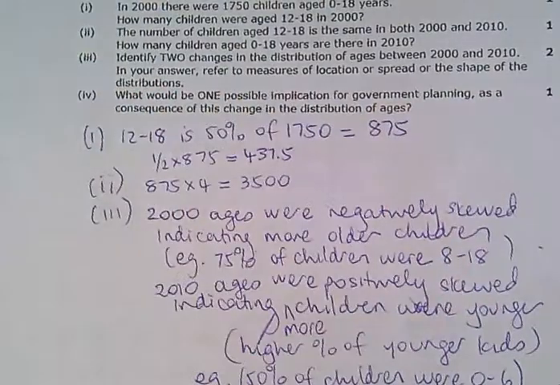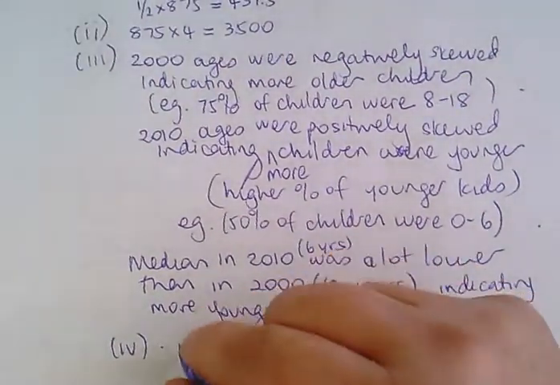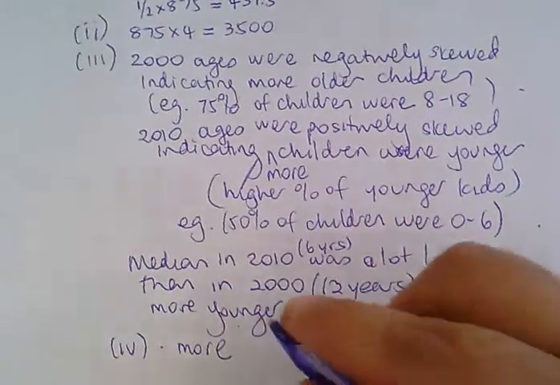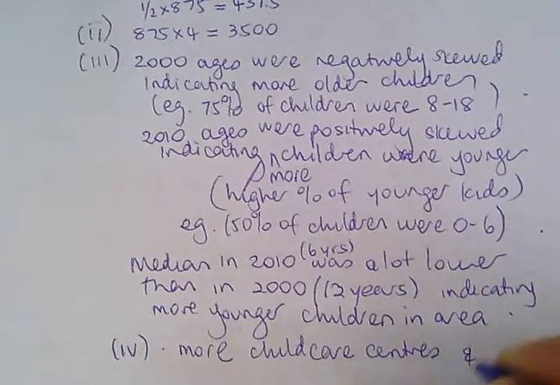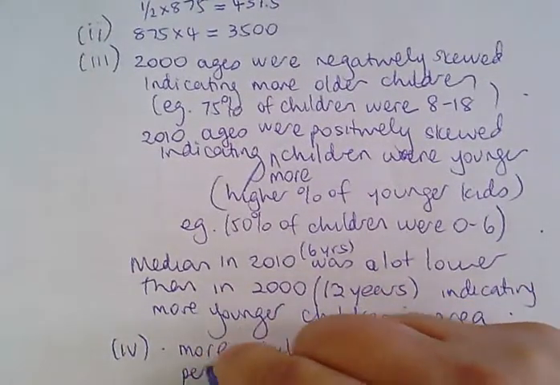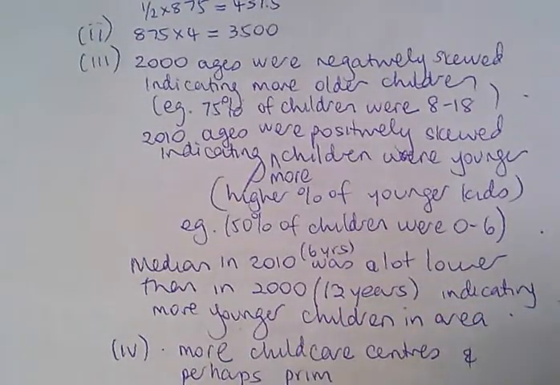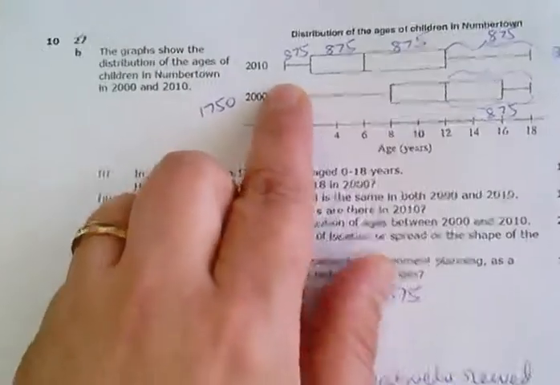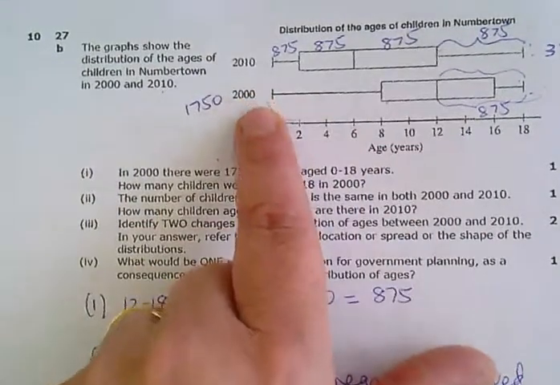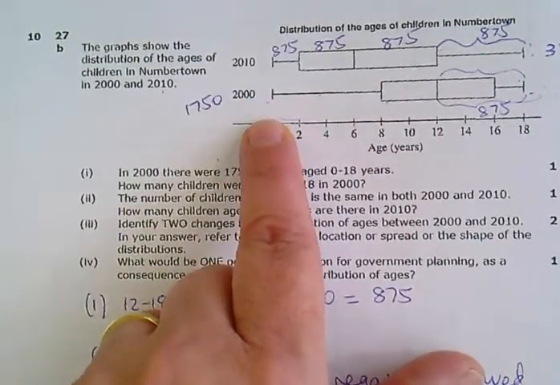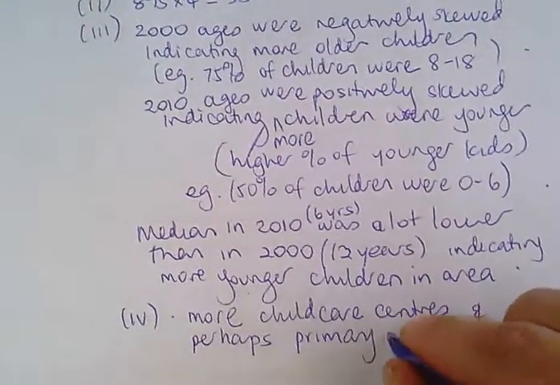So what would be one possible implication for government planning as a consequence of this change in the distribution of ages? What do we need? More what? More younger kids, more childcare centres. Yep. And perhaps primary schools. But definitely childcare centres. But look, 3/4 of the kids are 12 and under, whereas only half of the kids were 12 and under 10 years before. Do you see that? So that's primary age kids. So, and perhaps primary schools.